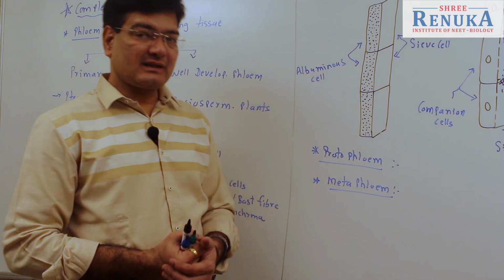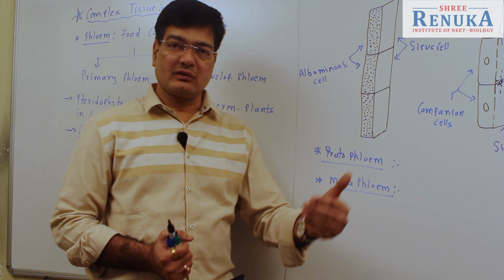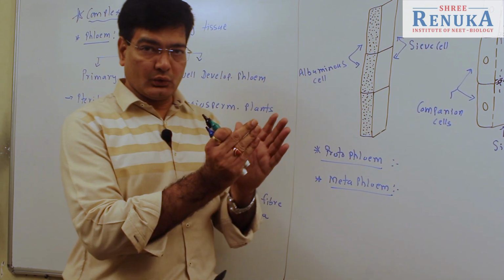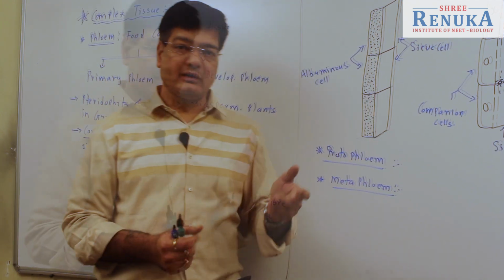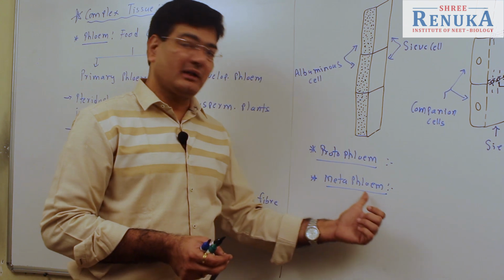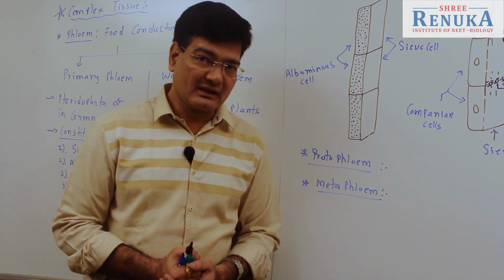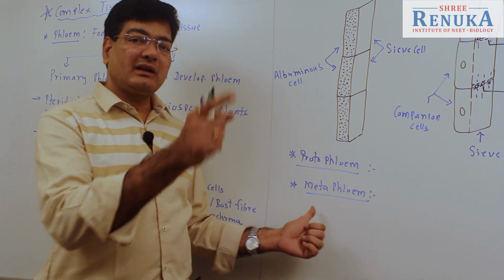Primary phloem is again of two types, that is protophloem and the metaphloem. Protophloem is narrow and formed earlier during the development. But when protophloem increases in its diameter, it gets transformed into the metaphloem. But generally, we used to say that the protophloem is formed earlier and later on metaphloem forms.